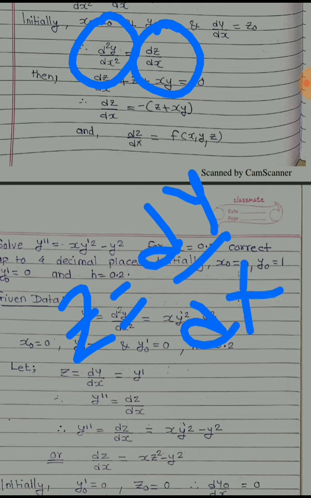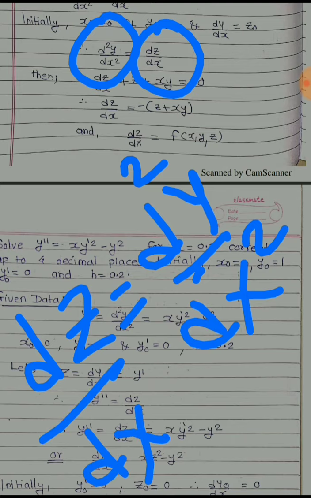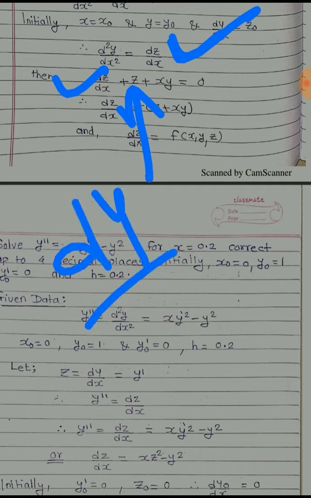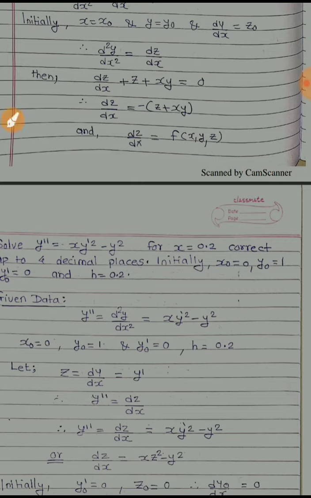So if I am calculating d2y by dx square, that is given by dz by dx. The same thing is written here, the same way the equation is written. Then we need to write the equation into the standard form, such as dz by dx plus z, where z is nothing but dy by dx, plus xy is equal to 0.